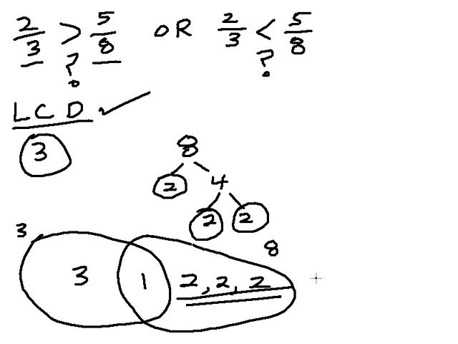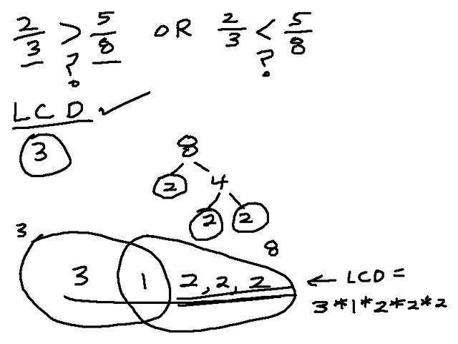Okay, LCD. Just multiply all the numbers in here together. LCD equals 3 times 1, which is still 3, so I could leave out the 1, but I'm going to include it. When you do the Venn diagram, you just multiply all the numbers you have in that Venn diagram together to get the LCD, or 24.